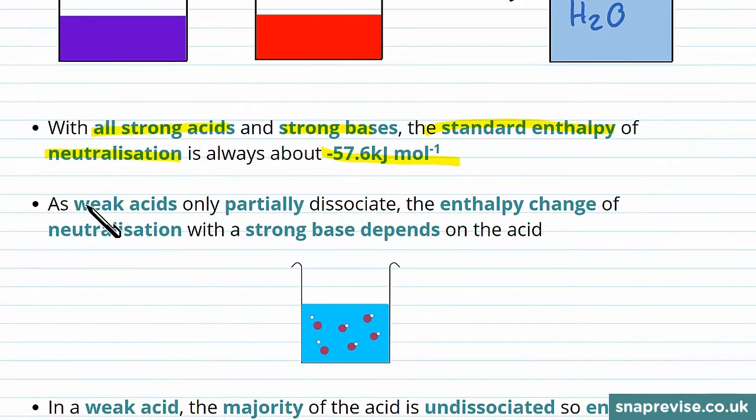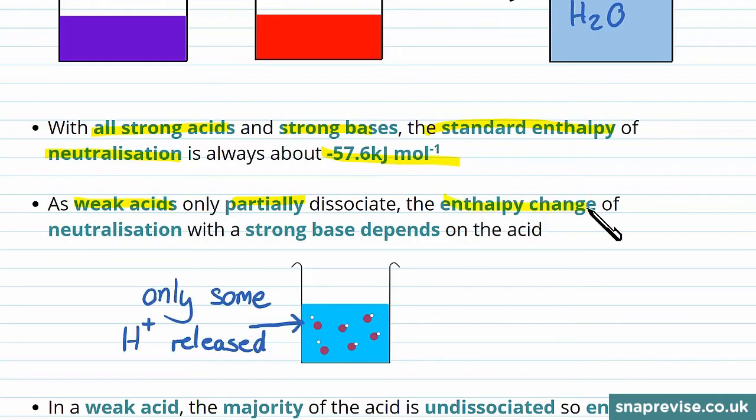Now, as weak acids only partially dissociate, and by that we mean the acid will only release some of its H+ ions, the enthalpy change of neutralization is going to depend on how many of these H+ ions are released if we're neutralizing with a strong base.